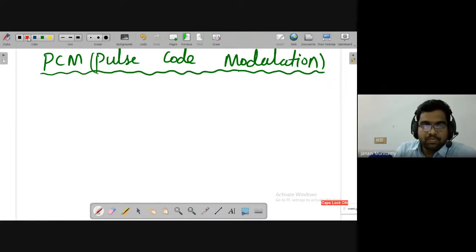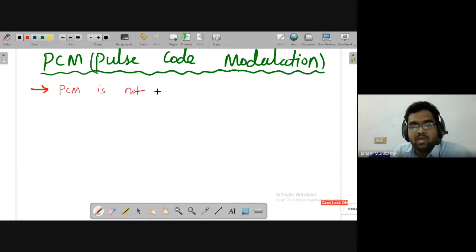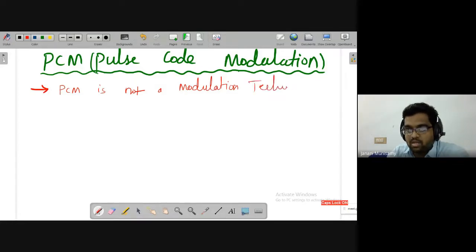So the main point you have to understand here is that PCM is not a modulation technique. Even though the name says modulation, PCM is not a modulation technique. PCM alone I am telling. PCM is not a modulation technique, that you have to understand first. Because whenever there is a modulation, we have to use a carrier, but here we will not use any carrier.